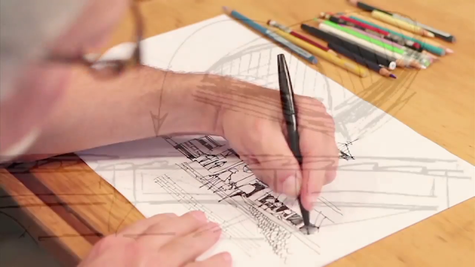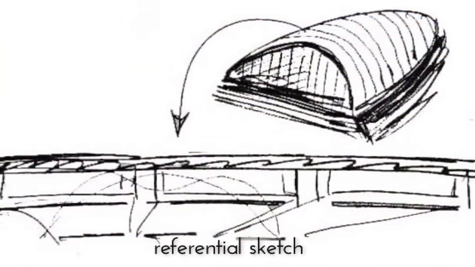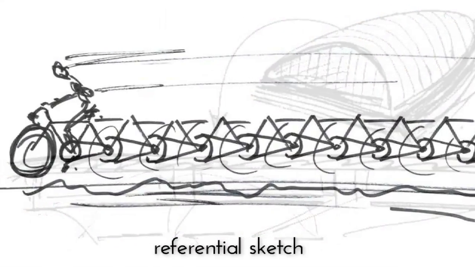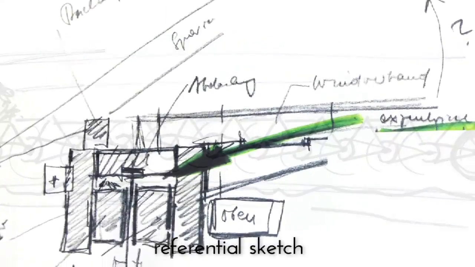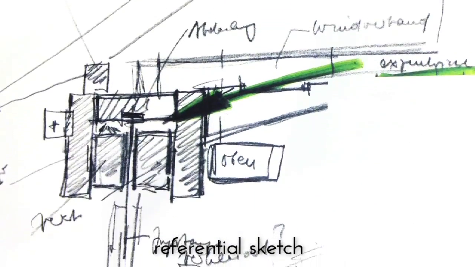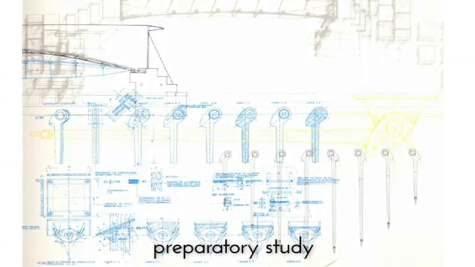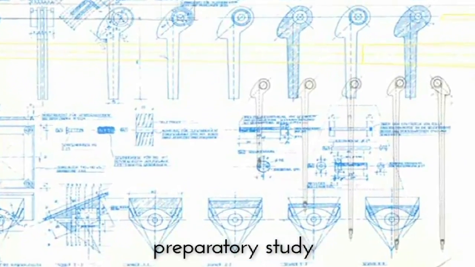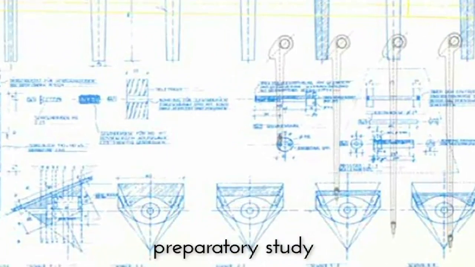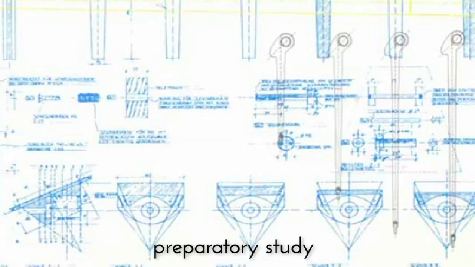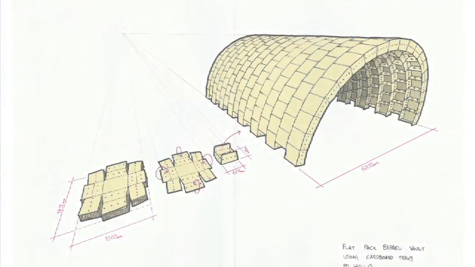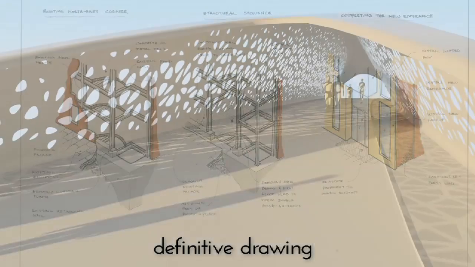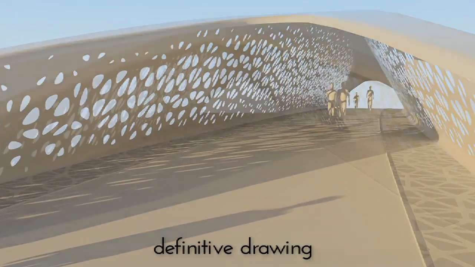Drawing can be divided into three categories. First, the referential sketch, a type of shorthand sketch to record a design concept. Second, the preparatory study, a series of drawings that begin to elaborate a design and work out finer details. Third, the definitive drawing, the final design, usually computer drafted.